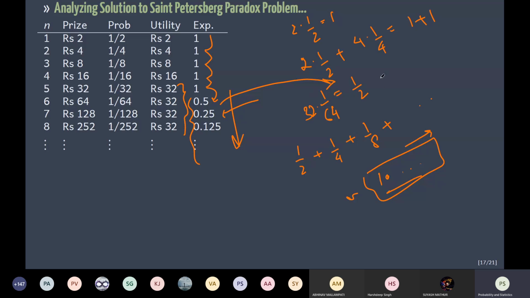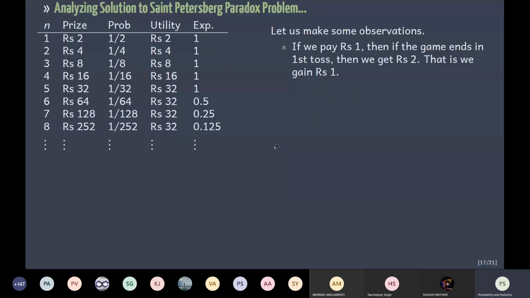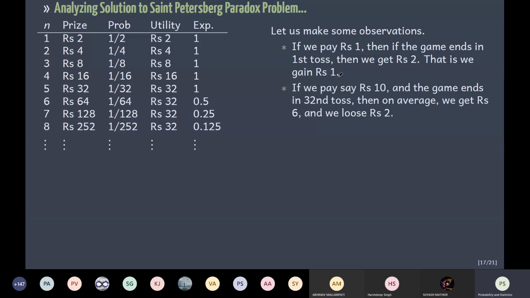So in this case, your expectation is not blowing up. In this case, it will end. We will make some observations here. If I pay ₹1, I still get ₹2, so I get a profit of 1. If I pay ₹10 and the game ends in the 30-second toss, then on average we get ₹6 and we lose ₹4. That's what I'm trying to say, on average.